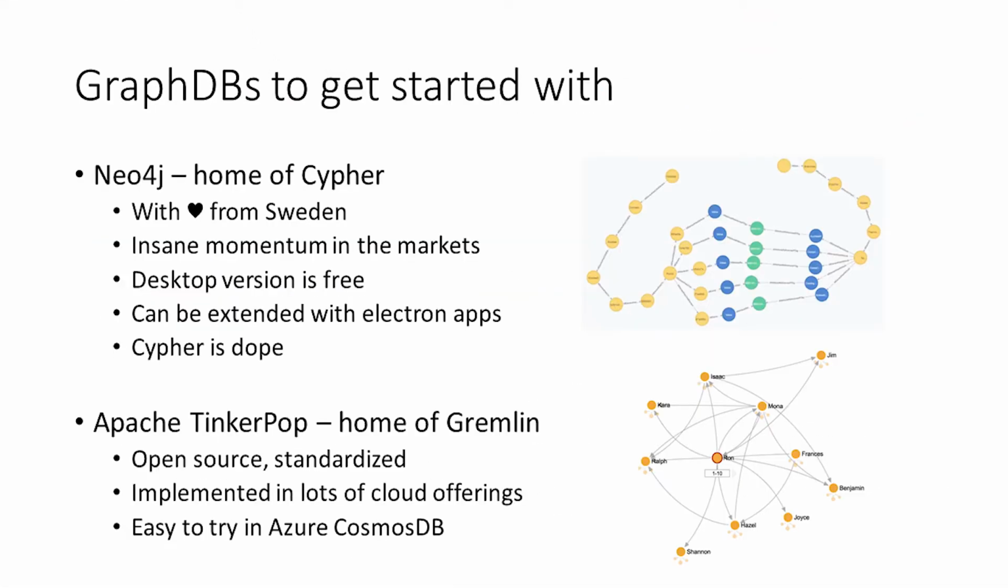If you guys wanna play with graph databases to get started, I think there's a bunch. Out of the gate, most people are probably gonna do Neo4j, which is a super cool system with love from Sweden. Very successful, privately held, super mature, and they're used in financial and insurance industries. They have node databases with billions of points and edges. They have insane momentum in the markets, and they have their own Cypher query language, which is quite intuitive. People have an easy time getting into this.